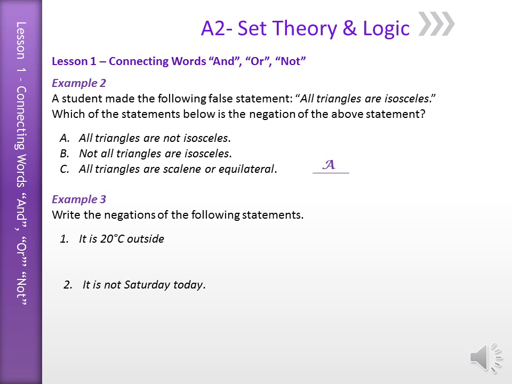Example 3. Write the negation of the following statements. Number 1. It is 20 degrees Celsius outside. We just use the word not, so it would be, it is not 20 degrees Celsius outside. Number 2, it is not Saturday today. Well, we can see that it's already got the word not in it, so now we just remove it. So the negation would be, it is Saturday today.